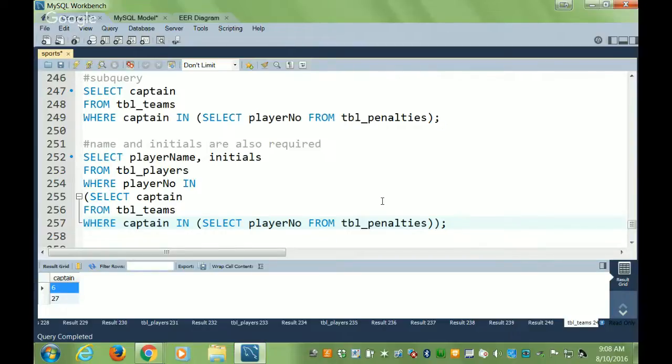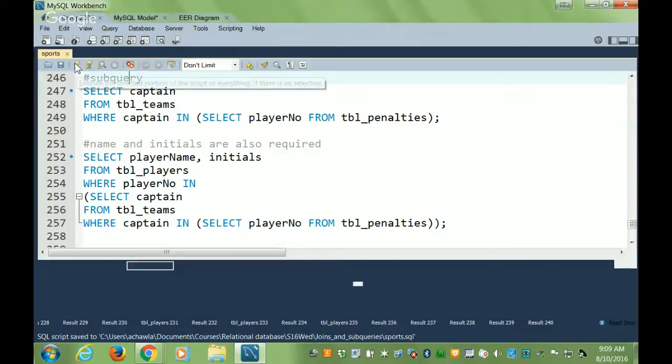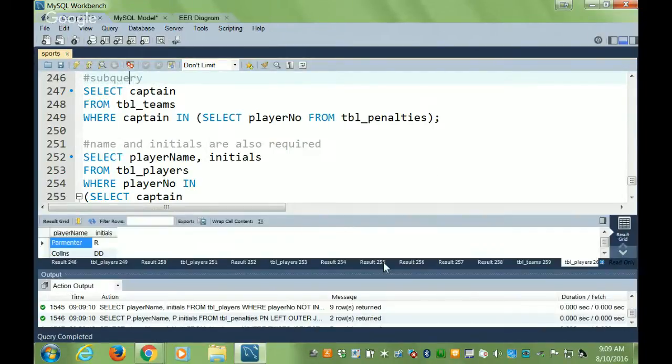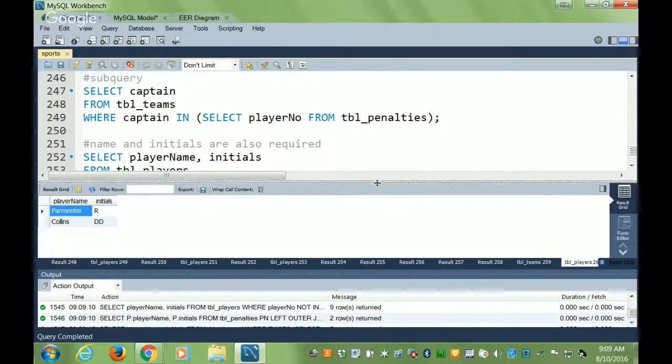Just because they were all men, right? So they're all his name. That should work too. Now you need the name and initials. So R. Penmenton and DD Collins, right? 6 and 27. We note 6 and 27 works. There it is.